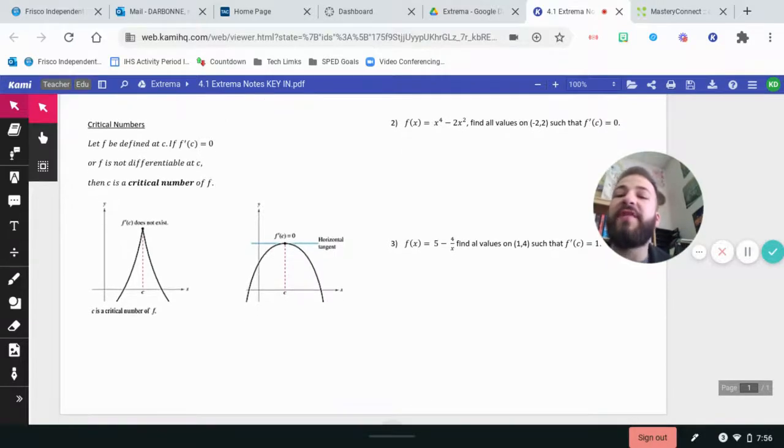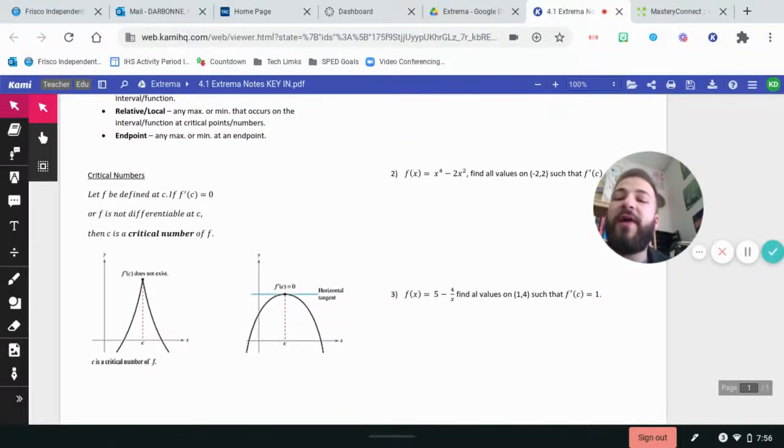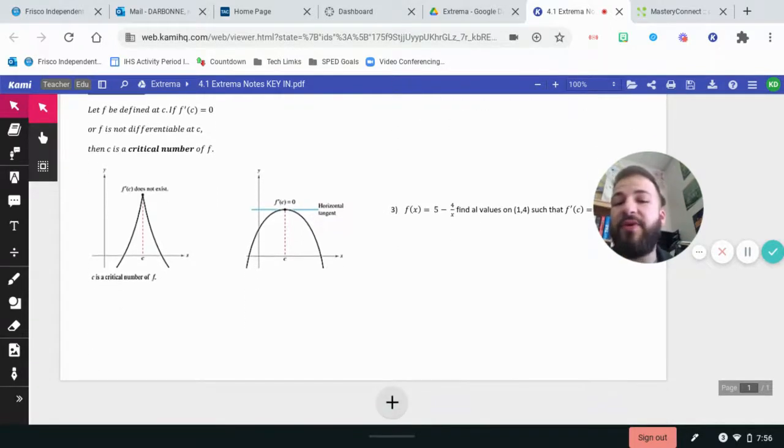Okay, now let's talk about what is a critical number. Let f be defined at c. If f prime of c is equal to 0, so that means the derivative is equal to 0, or if f is not differentiable at c, or if I can't take the derivative, then c is a critical number of f. And critical numbers are where Extrema happen. So it's very important that I can find critical numbers, because if I can find critical numbers, then I can find Extrema.